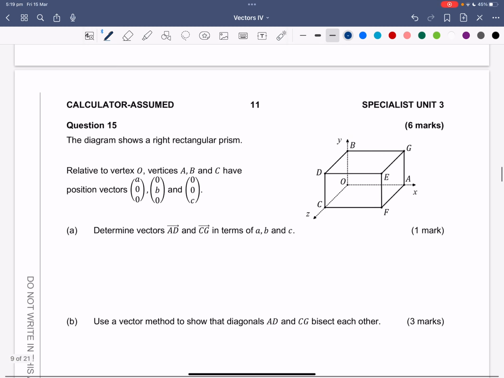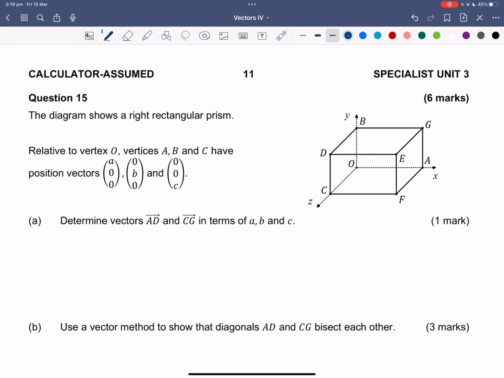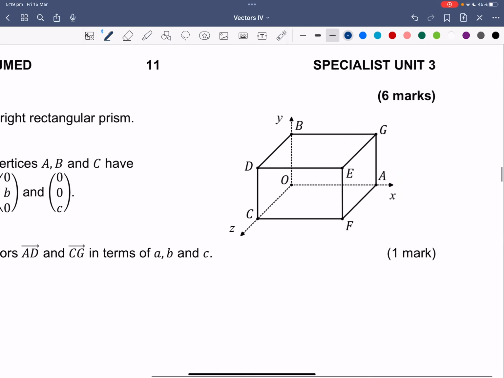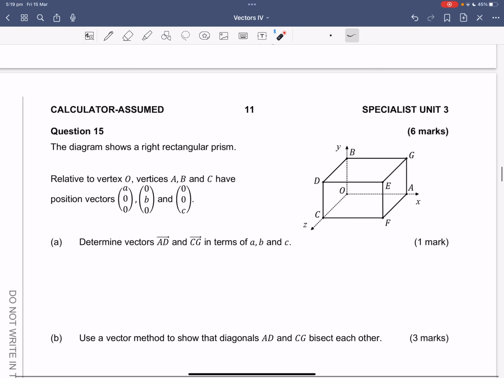Easy. Question 15. The diagram shows a right rectangular prism. Relative to vertex O, vertices A, B, and C have these position vectors. Determine the vectors AD and CG. Now obviously this is the x-axis. This is weird, they put the y-axis here. Usually that stands for the z-axis. But anyway, that's the y-axis, x-axis, and z-axis.